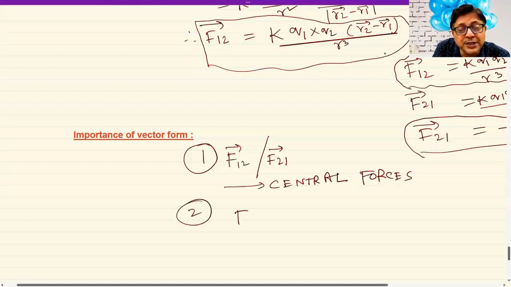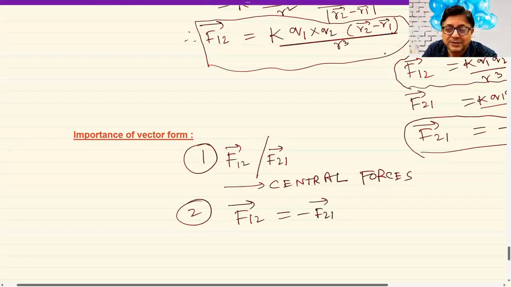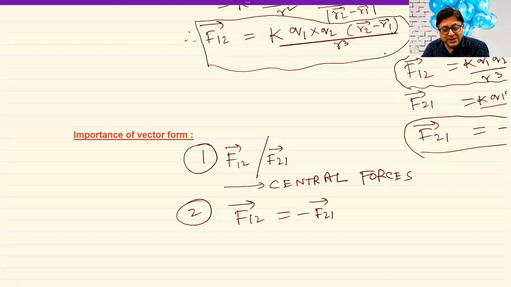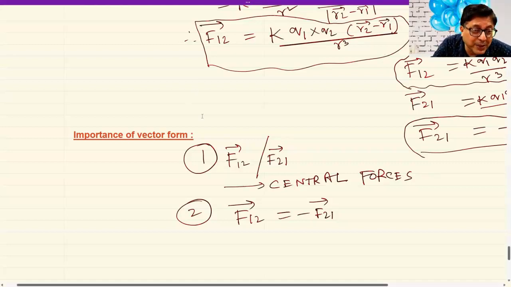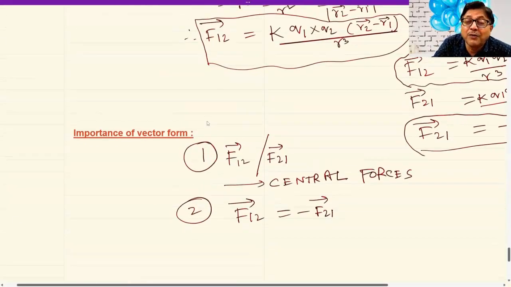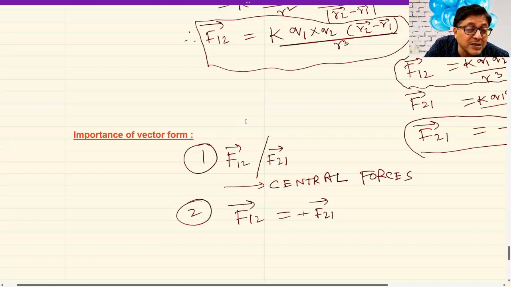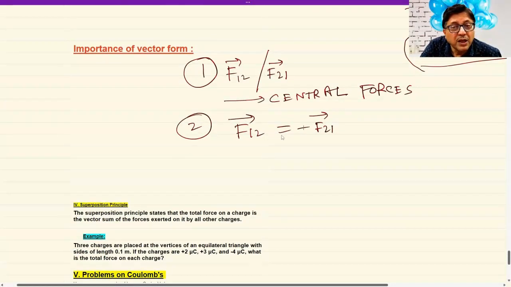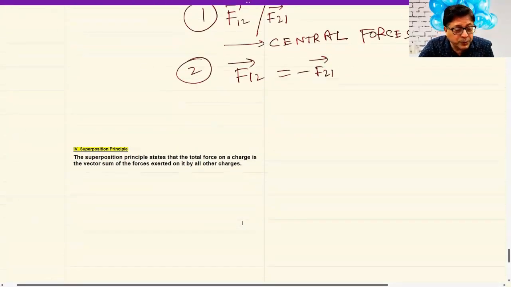Number two, the forces are equal and opposite. So this supports Newton's third law again here. The electrostatic force of attraction between two point charges also obeys Newton's third law, that forces are equal and opposite. Whatever force Q1 experiences due to Q2 is the negative of the force experienced by Q2 due to Q1. So these are two importances of the vector form of Coulomb's law. Please keep this concept in your mind. And this one will lead to the concept known as the superposition principle.